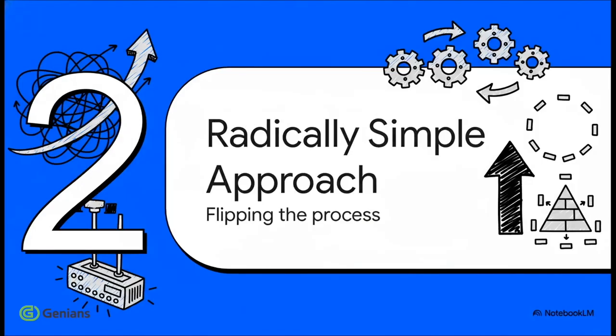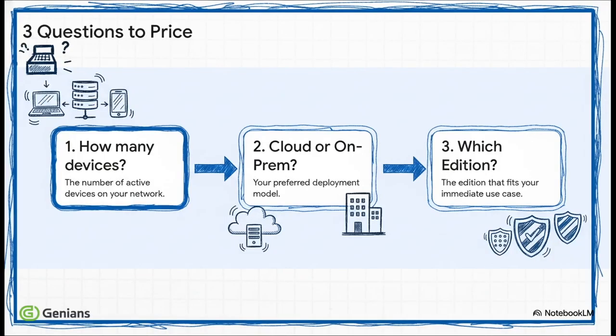But what if there was a totally different way? I mean, what if we could explore a radically simpler approach that just flips this entire frustrating process on its head? Well, instead of that long negotiation, the Genia NAC approach gives you a real price based on just three questions. First, how many active devices are actually on your network? Second, do you want it in the cloud or on-prem? And third, which edition fits what you're trying to do right now?